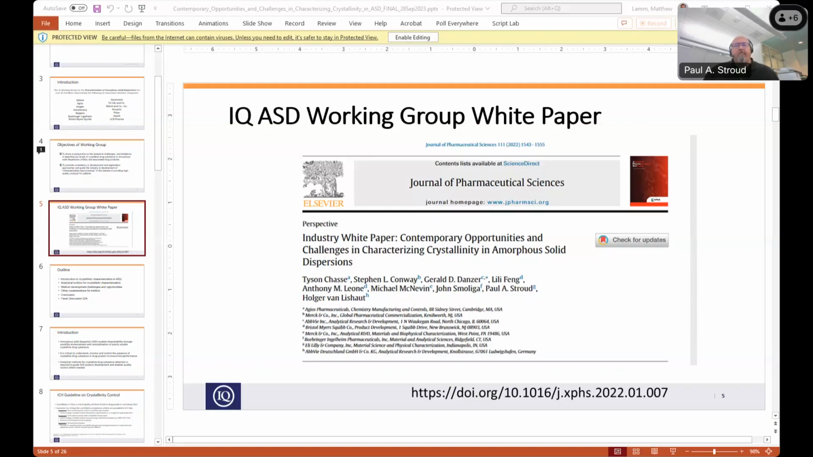Mm-hmm. And just to follow up on that, Paul, there was some discussion in the presentation about whether you're actually developing quantitative methods or limit tests. Do you find for X-ray diffraction, in your experience, that you're typically making quantitative methods, or are you generally doing more of a limit type test?